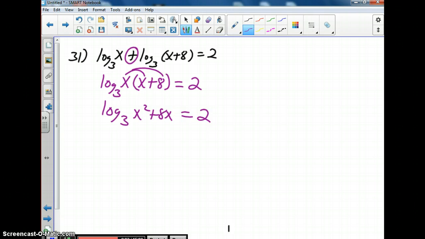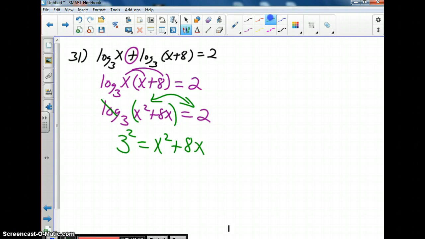Now, is it in logarithmic form now? Yes. So now what do you do? Drop the log, make the switch. Go drop the log, right? Make the switch with all this, like this. So you're going to write down what? 3 to the second power equals x squared plus 8x, right?